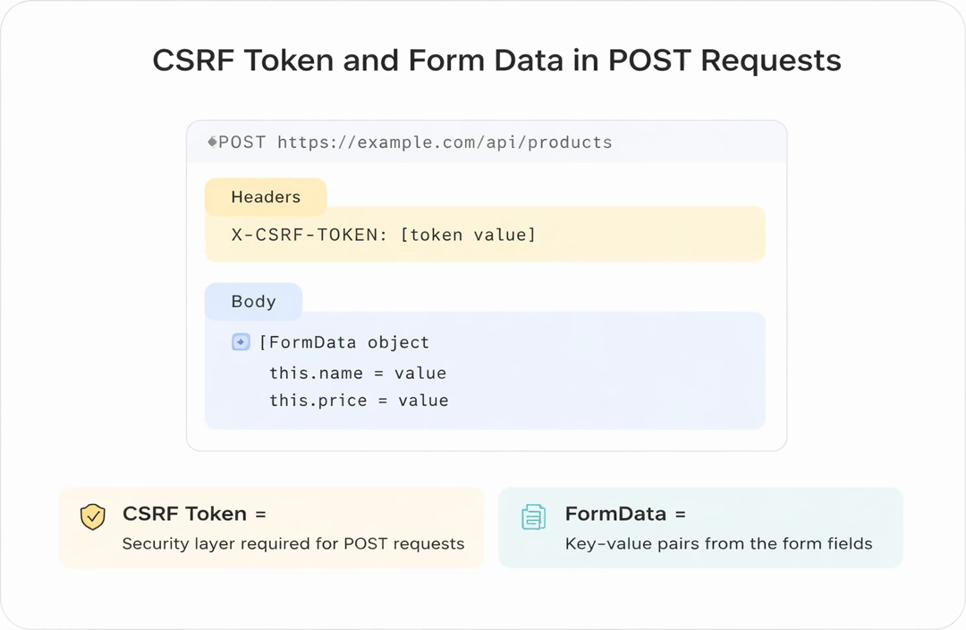Let's break down a post request a little more carefully. When you send a post request from the front end, two things go along with it. In the headers, you must include the CSRF token. This is a security mechanism that Laravel uses to verify the request is legitimate. Then in the body, you send your form data. Form data is simply a collection of key value pairs, the field names and their values from your form. The this keyword you might see in JavaScript refers to the component's own data properties. So the front end is packaging up form values and sending them securely to the backend API.